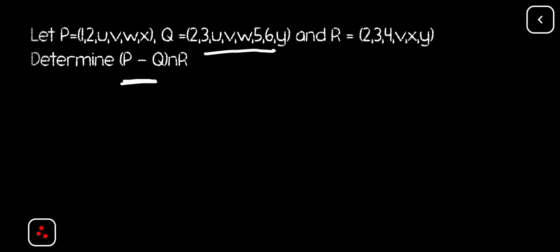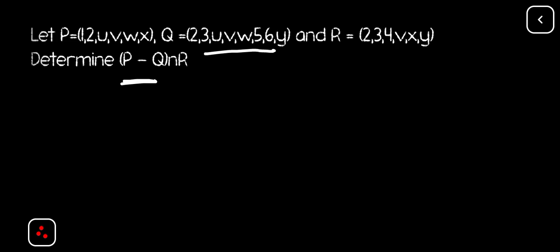So let's assume that you've done that. You've come back to the video. The question says: let P be {1, 2, U, V, W, X} and Q be {2, 3, U, V, W, 5, 6, Y} and R be {2, 3, 4, V, X, Y}. Determine (P minus Q) intersection R.